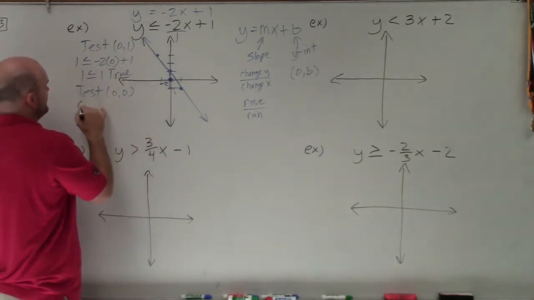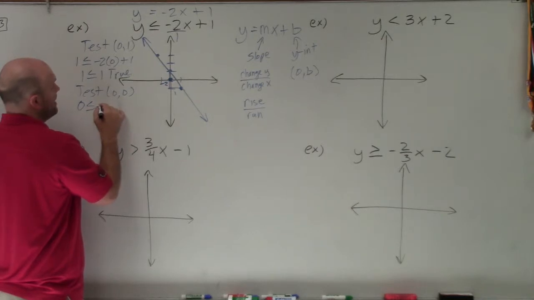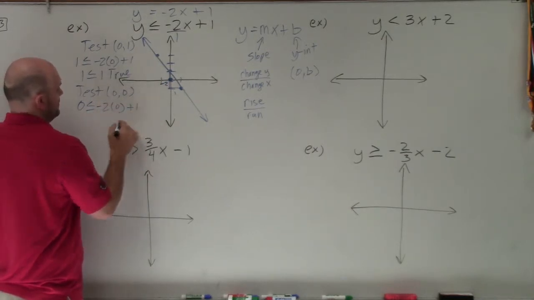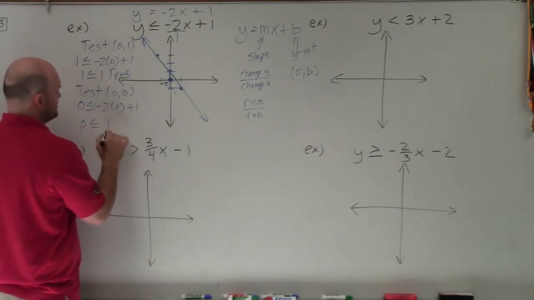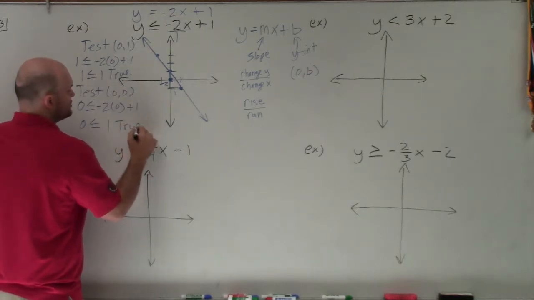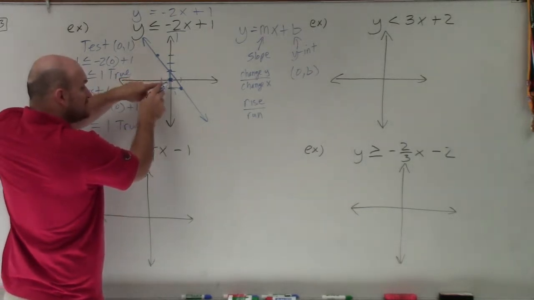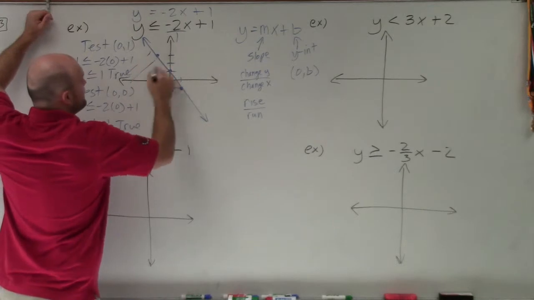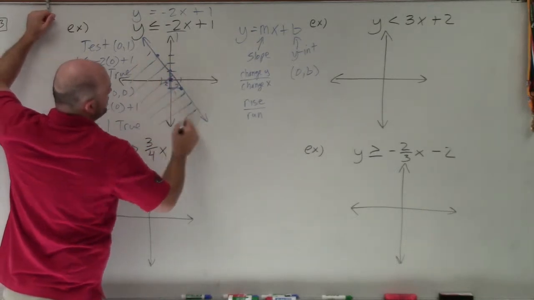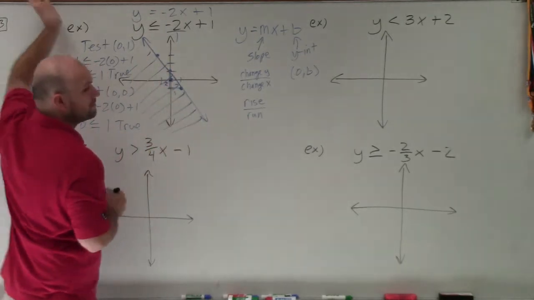So I plug a 0 in for y and for x, and I get 0 is less than or equal to 1. Well, that again is true. So since this point is true and it's below the line, that means all the points below the line are going to be true. OK?